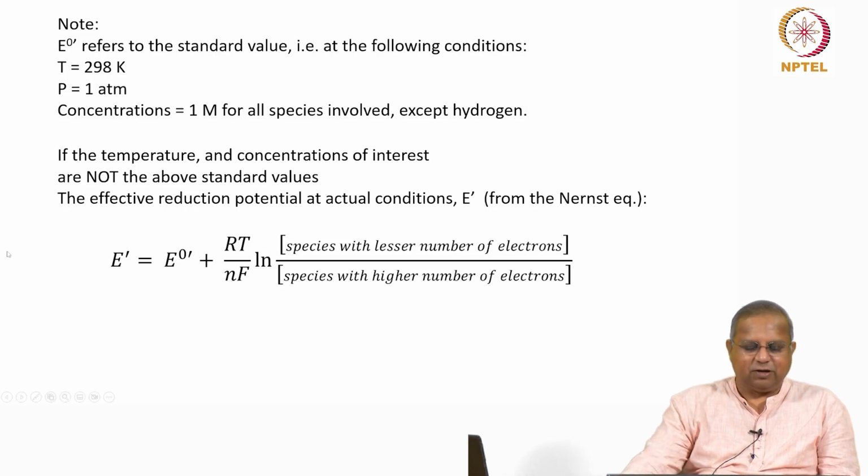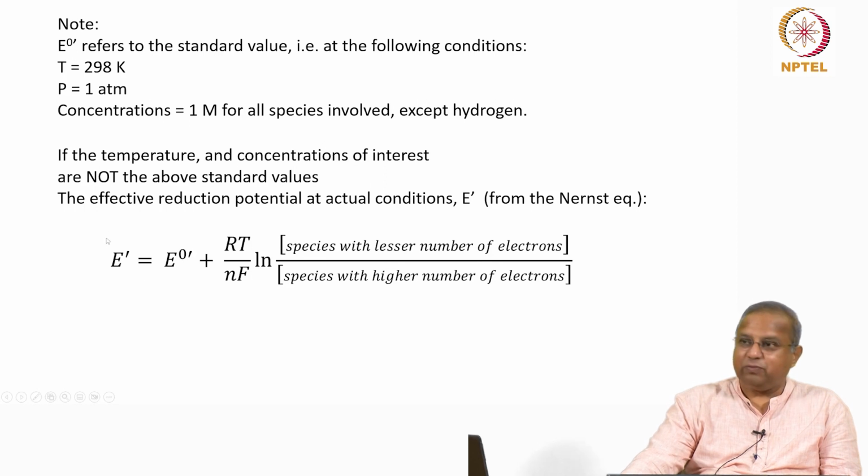So, this automatically gives you a way to get the E dash value from the E naught dash value, and this would be much more relevant for all cellular calculations, because you are not going to have 1 molar of the various substrates, products and so on that are present there.